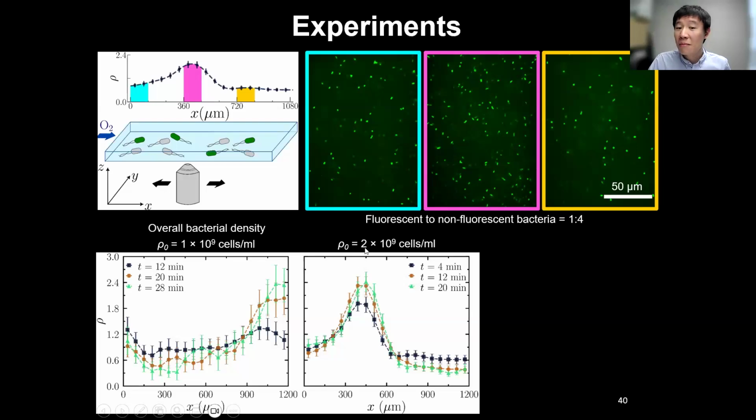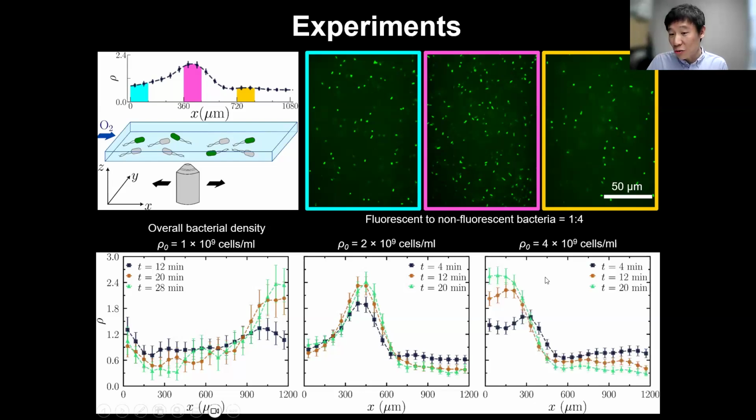When I go to a higher mean bacterial concentration, 2 times 10 to the 9, you can see that they also form a band at short time, but the band location stays. So in this case, bacteria balance hate and love: they do not migrate to the interface or away from it. They stay at the location where they form a band. Now, if I go to a high concentration, 4 times 10 to the 9 cells per milliliter, you can see a band forms at short time, but as time goes on, the band starts migrating toward the interface. So in this case, they do love oxygen.